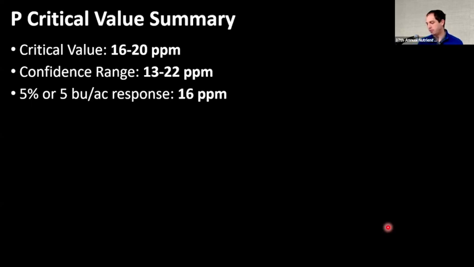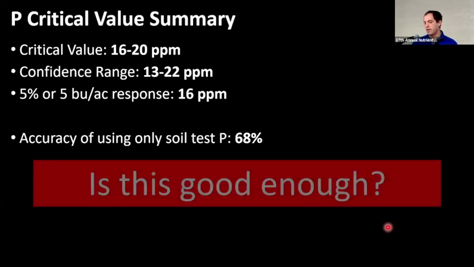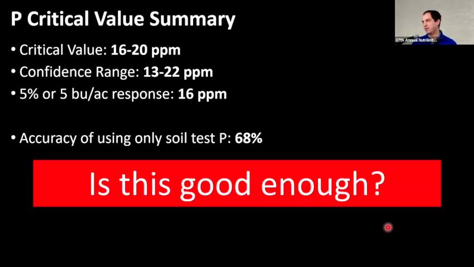So the big thing is, if we look at just using soil test phosphorus, we want to know how accurate am I in that? Across these sites, we have about 40 sites in this data set across eastern and central South Dakota. That's about 68% accurate. Just using soil test P, if you're giving me your soil test P value and I said yes or no, based on this data, I'll be right 68% of the time. So the question is, is that good enough?